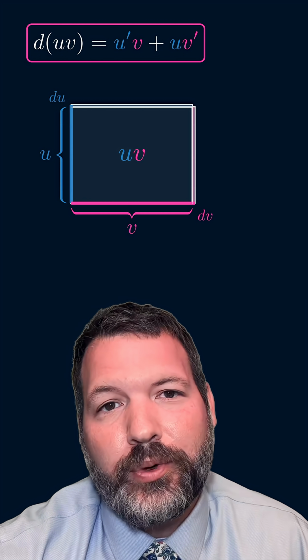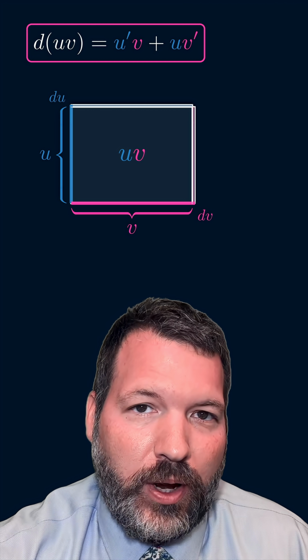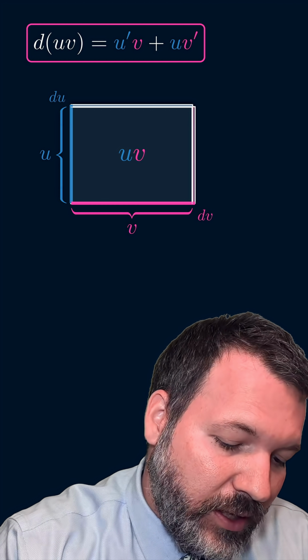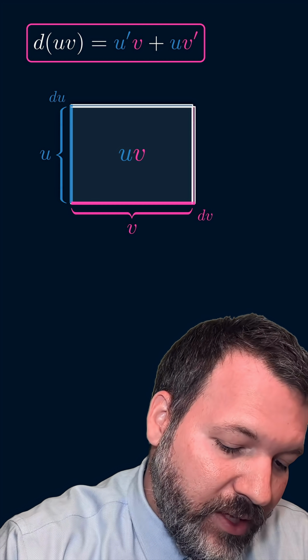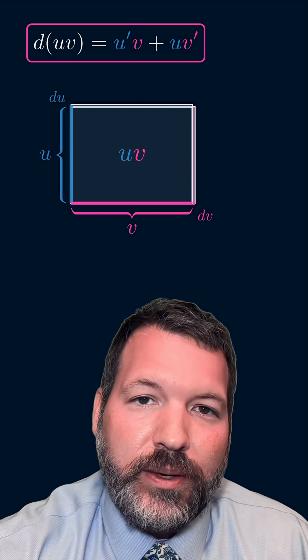When we have some product uv, the rate of change of that product, the derivative of that product, is going to be essentially these two different rectangles that we're looking at. V times the derivative of u plus u times the derivative of v.